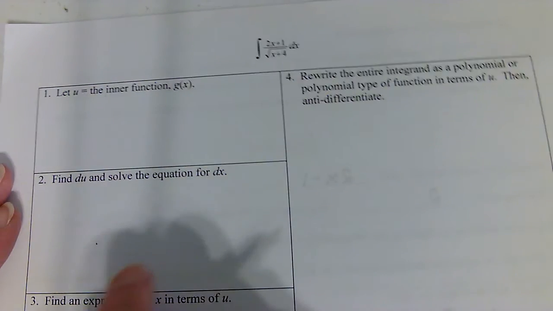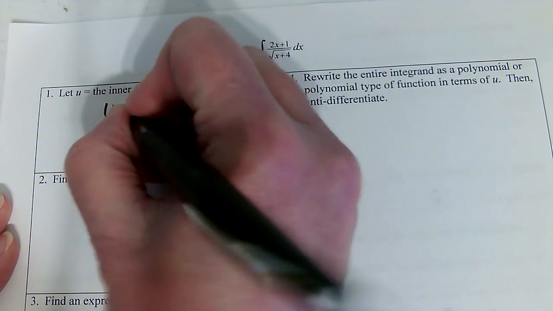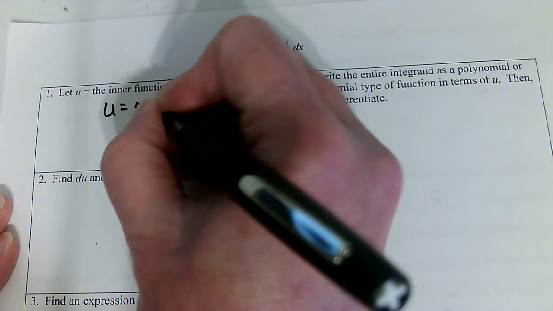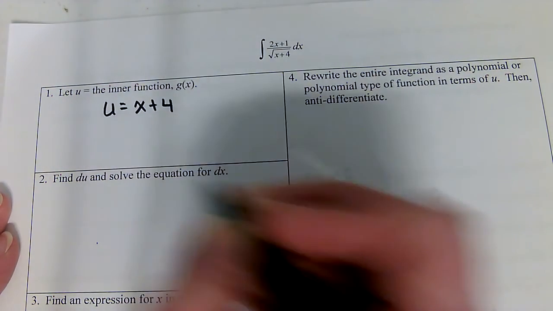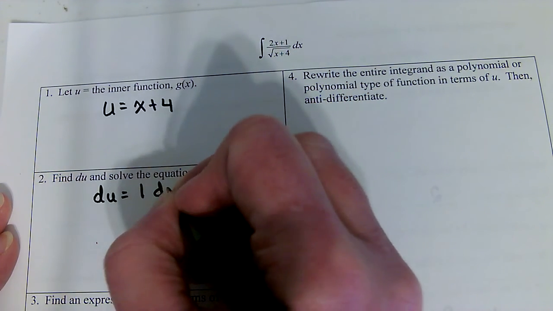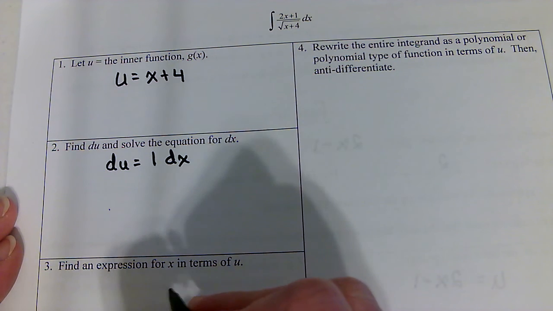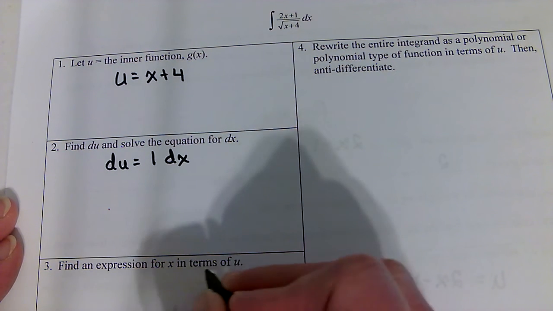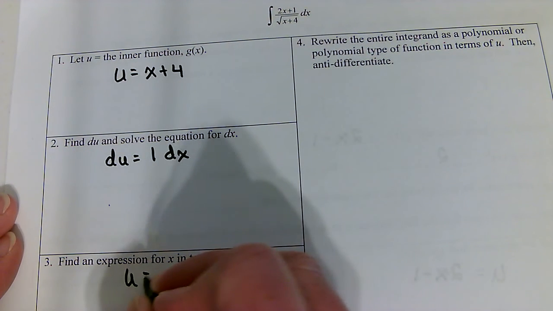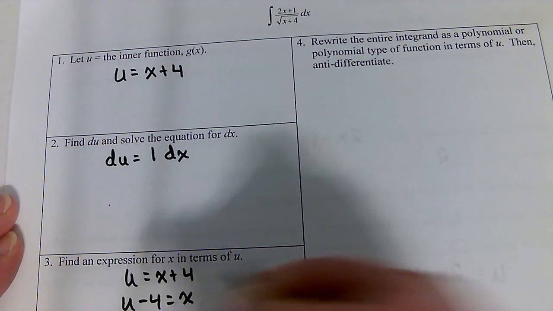Let's do one more of the hard ones. Okay, what would be u? U would be the innermost function. That would be x plus 4. So du would be 1 dx. That one's awesome. All right, I'm going to rewrite and solve for x. So u equals x plus 4. So u minus 4 equals x.